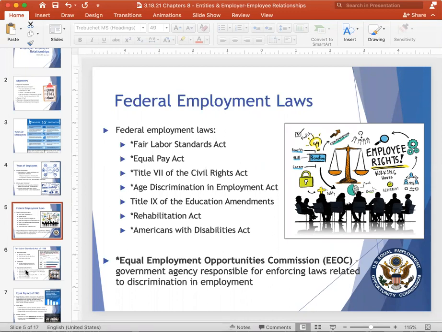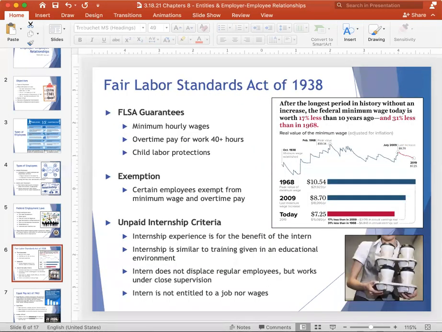So let's go through each one of these federal employment laws so you have a good understanding of what they are and how they impact our industry. We'll first start off with the Fair Labor Standards Act, which is helpful since we were just talking about interns, volunteers, different types of employees, and all of that good stuff. Now, the Fair Labor Standards Act requires that most employees in the United States be paid at least the federal minimum wage, which, as you can see on this slide, is right around $7.25 for all hours worked.